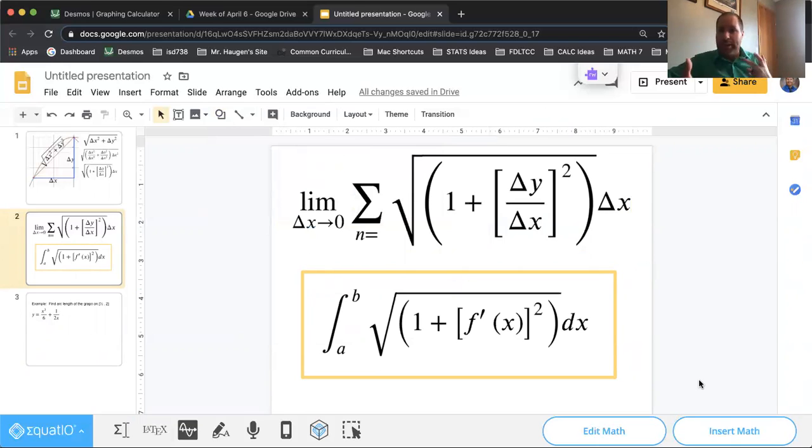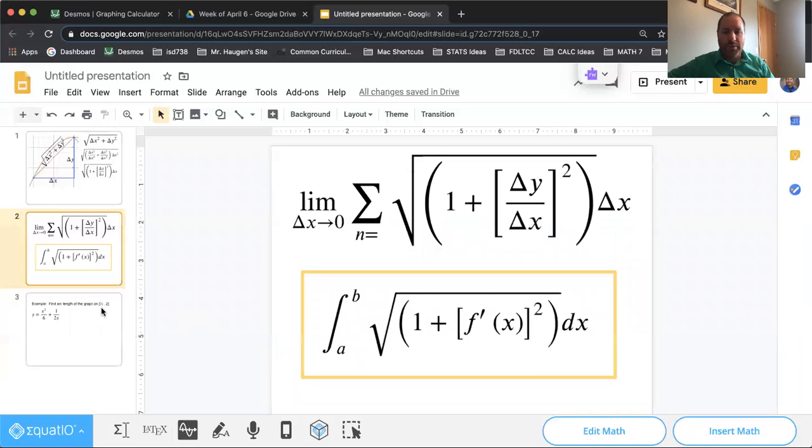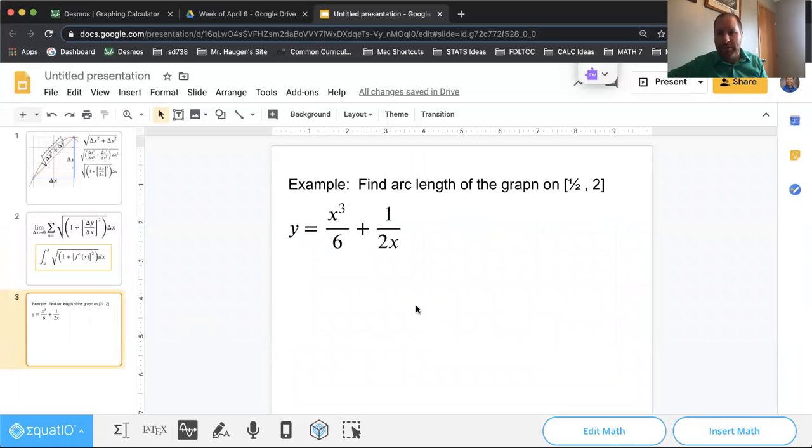So again, if this is making sense to you and you just want to jump right into the assignment, you can. So right now, I'm just going to use this in an example. How would we do arc length in a particular example? So we're going to find the arc length of this guy from 1/2 to 2. But actually, before we do that, we could finish our other example here. We'll go back and do that one, I'll show you that one as well. But here we'll jump into this.